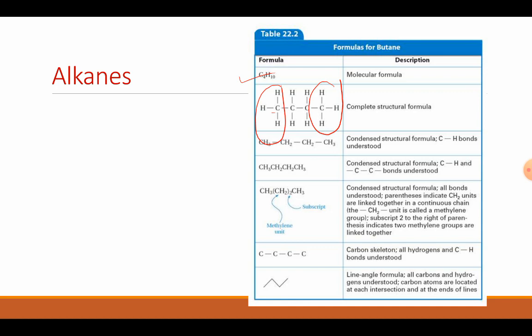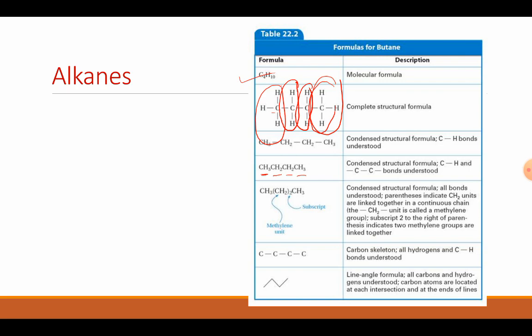Condensed structural formula: the C bonds with hydrogen, and the bonds are not drawn. This is the condensed structural formula. We write each carbon part alone: CH3, CH2, CH2, and CH3. Is it clear now? Right. The condensed formula can be written without bonds, without dashes, like that: CH3CH2CH2CH3, without dashes, like here.